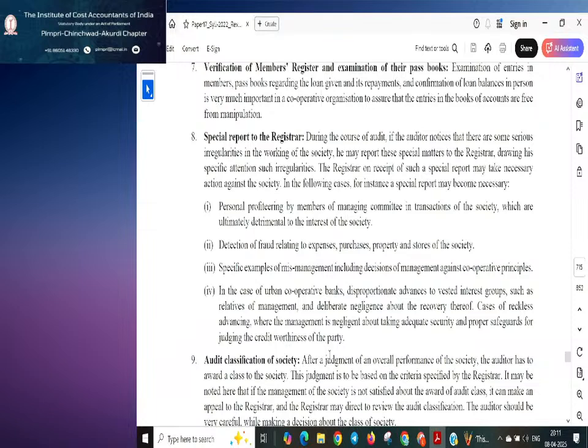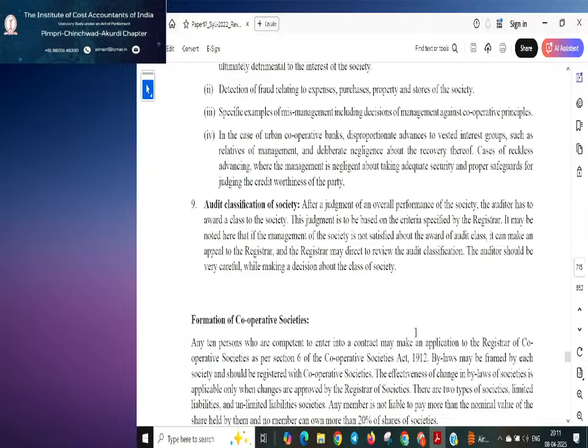In the case of urban cooperative banks, disproportionate advances to vested interest groups can also happen, such as favoritism to relatives of the management or deliberate negligence about the recovery thereof. This could all happen. Then there are cases of reckless advancing, where the management is negligent about taking adequate security and proper safeguards for judging the creditworthiness of the party. If this results in bad debts, then think about the position of the cooperative society. That is why special reports need to be prepared and submitted to the registrar whenever the auditor comes across such cases. Then comes the audit classification of society.